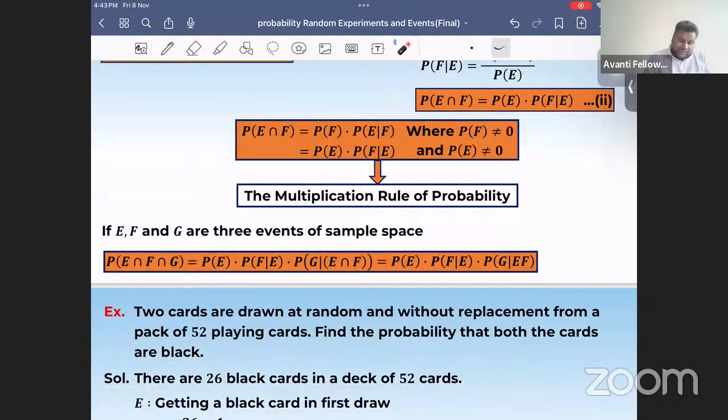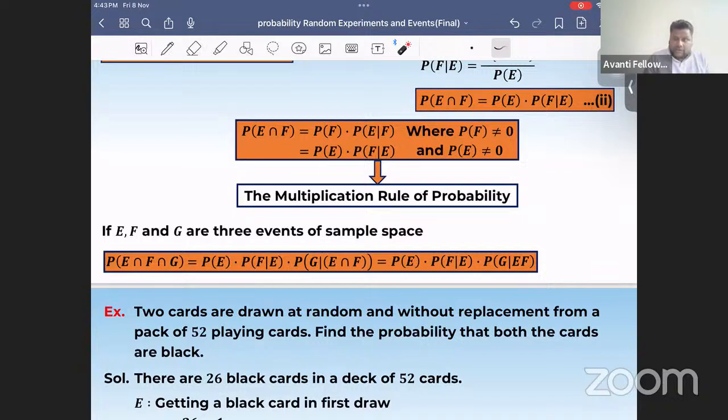So E, F and G, if E, F and G are 3 events of a sample space, then P(E∩F∩G) can be what? P(E) into P(F|E) into P(G|E∩F). Got it? However, I require it. See, this will be the best way to understand.